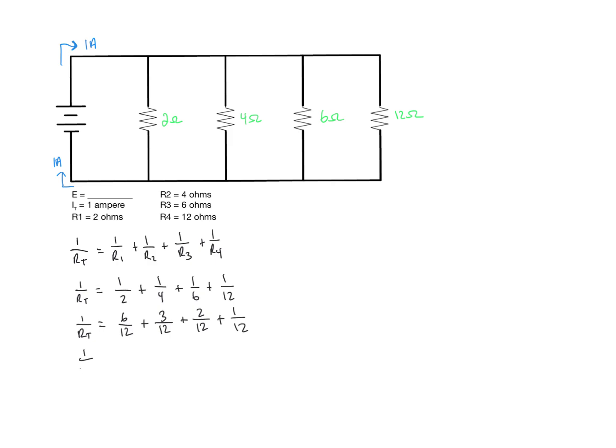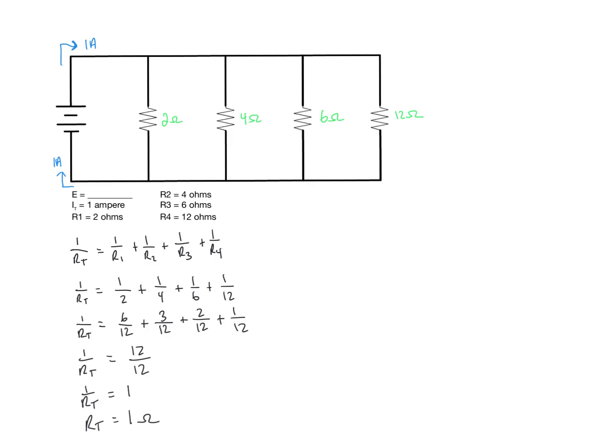So we add that up. 6 and 3 is 9. 9 and 2 is 11. And 11 plus 1, so we get 12 over 12. Or 1 over RT is equal to 1, right? We do the reciprocal of that, so RT is equal to 1 ohm. So now we know our total resistance in the equation.